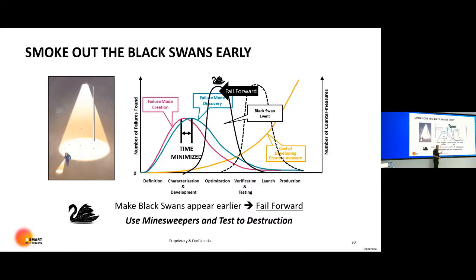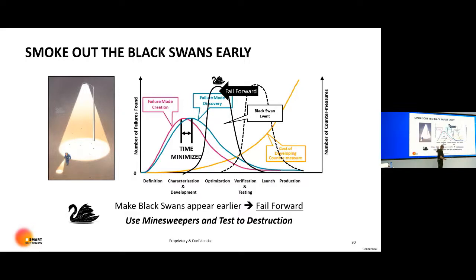It's by using minesweepers, and I'll show you some examples. And the other one is test to destruction, and test to destruction is really important. You test your product, even if it's not the final product, but start to do that as soon as possible. And if you see the onset of a failure mode, you start to study that onset, and that gives you the direction where to look for your black swan.